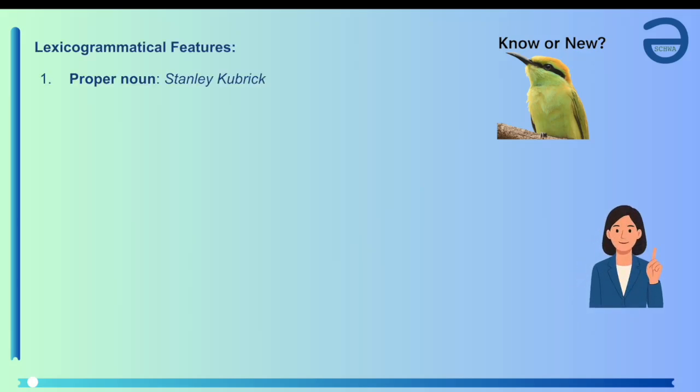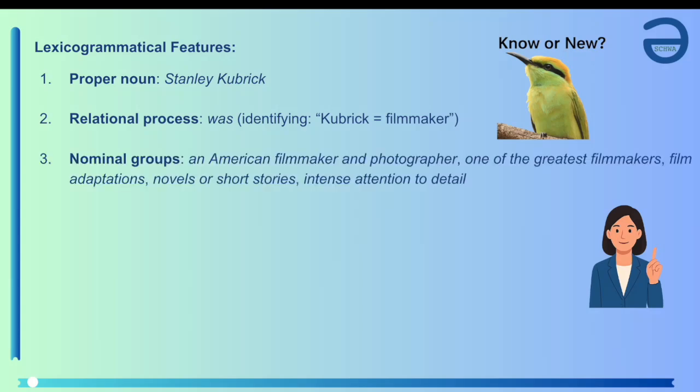The first one is a proper noun. It's a relational process, which is again a fancy way of saying "was," or any other verb that talks about identifying him, showing his relation with his work or some other elements or things that he has. That's called a relational process. We'll see more on this in a bit, so let us know if it's new information.